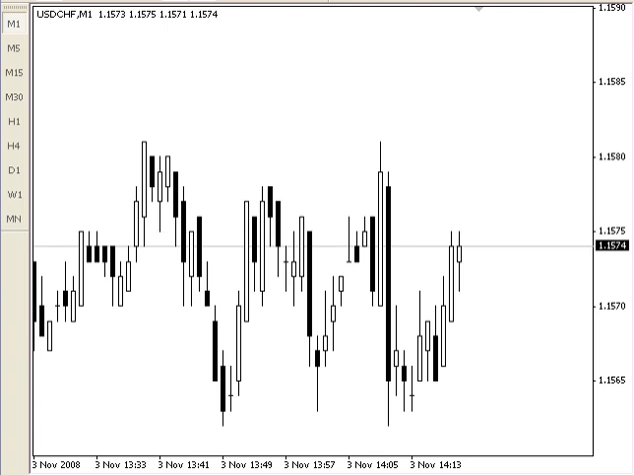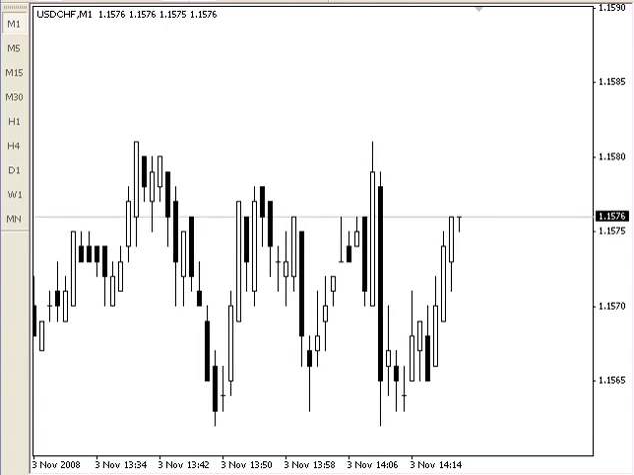Okay, now let's take a look at the chart as it happens. This is a live chart. Right now we're looking at a 1 minute chart, and the reason we're looking at this 1 minute chart is because we need time to go by quickly. I want you to actually see these things open and close.